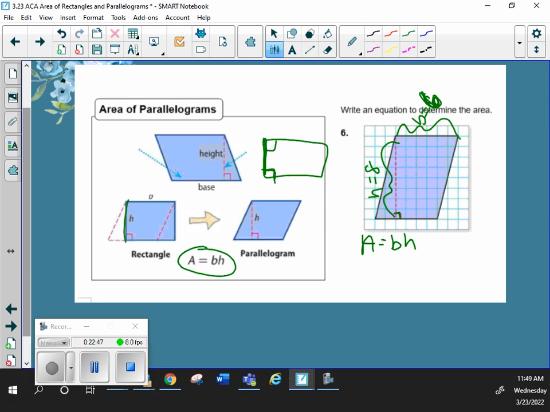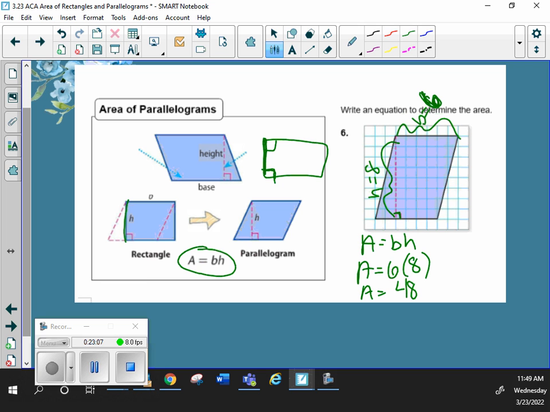Yeah. Okay, so let's substitute that in. So I'm going to write that A is equal to 8 times 6. 6 times 8, 8 times 6. I'm not going to be too picky about it. Okay, so that can use the commutative property again. It's multiplication, doesn't matter. And then let's solve. A is equal to 48.